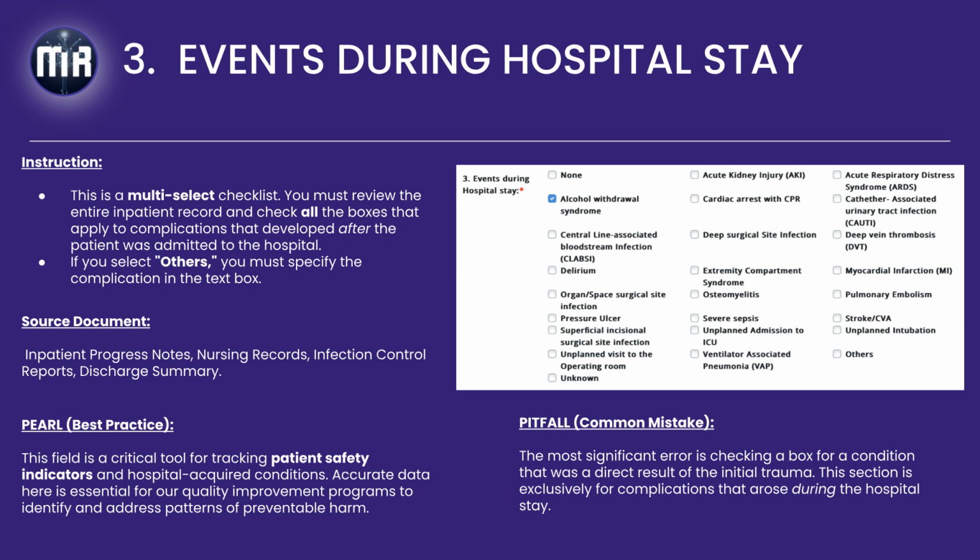Let me provide a clear example. A traumatic brain injury sustained in a car crash is the primary injury and would be documented in Section 6. However, if that patient later develops a stroke or CVA, or a ventilator-associated pneumonia while in the ICU, those are hospital-acquired complications and must be checked here. Making this distinction is fundamental to the integrity of our data.